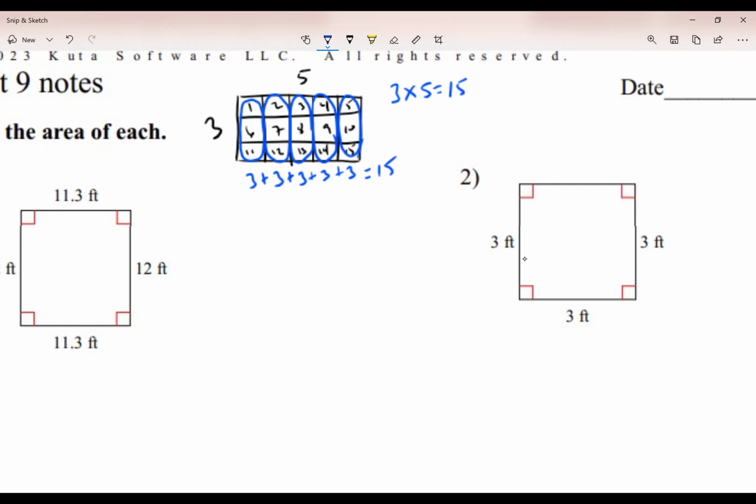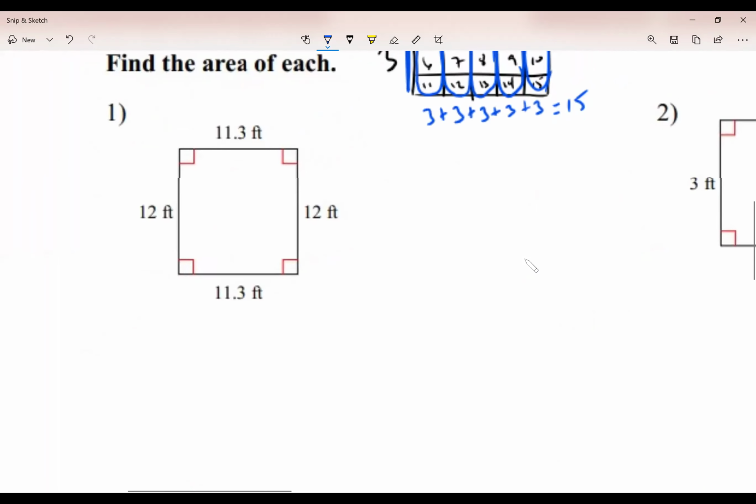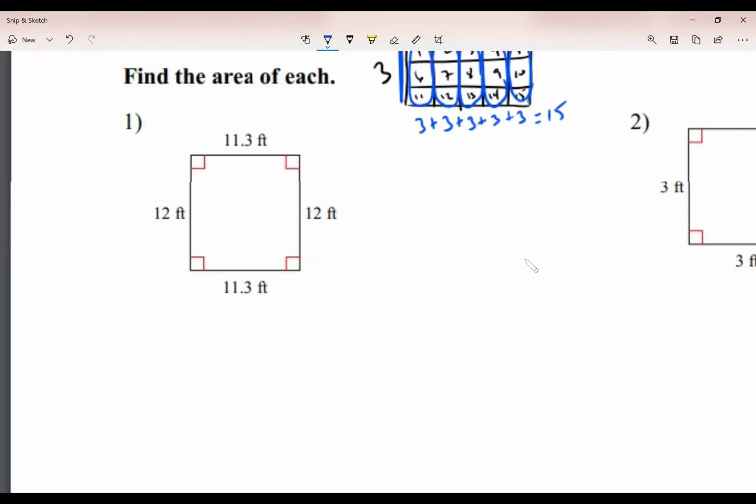Okay, so that's exactly what we're going to do with a rectangle. I'm going to see the two measurements that meet at a corner. Notice how I chose, in this case, this corner. It was made by 3 and 5. I just multiply those two numbers, and that basically gave me the area. So let's take a look at question number 1. It says find the area of each. I'm going to find a corner.